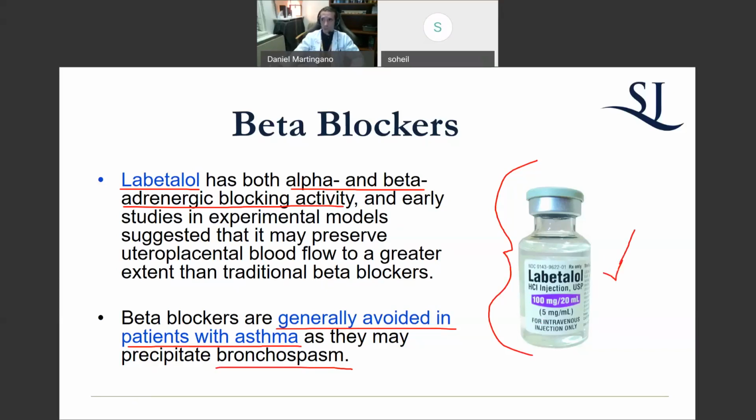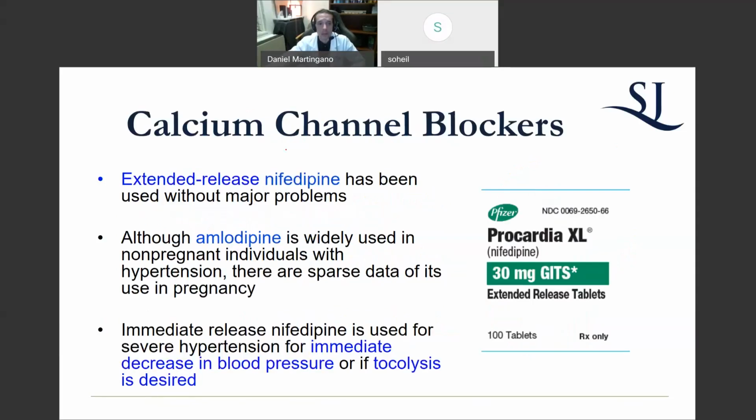If you remember from your postpartum hemorrhage lecture, if you have a patient who has asthma, then you can't use what uterotonic? Yep, carboprost, which is Hemabate. So you would avoid that, and also if they develop hypertension, you avoid labetalol. So asthma is a challenge.